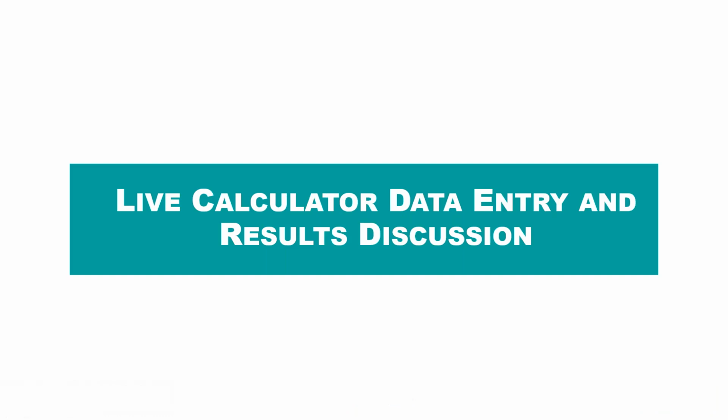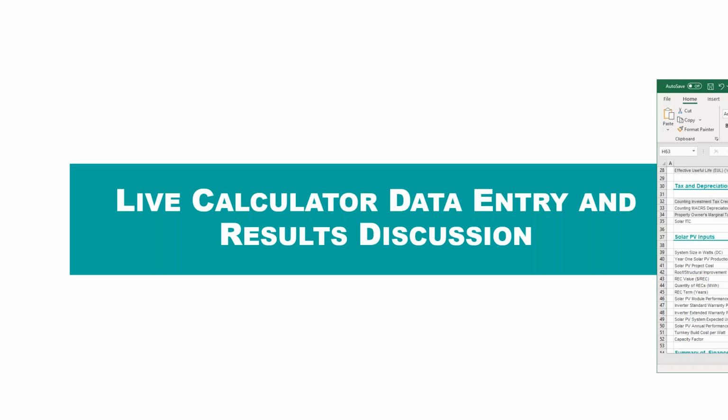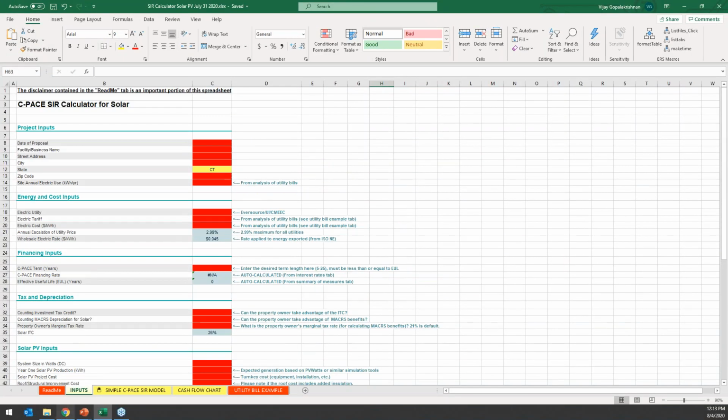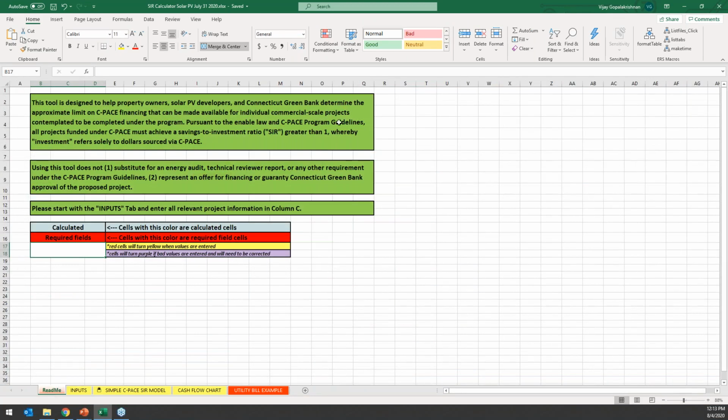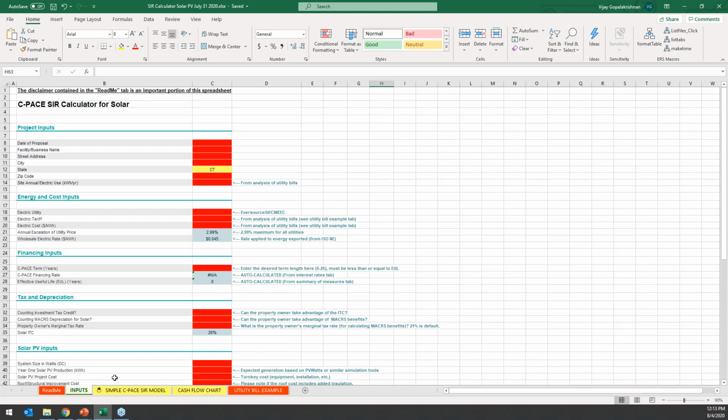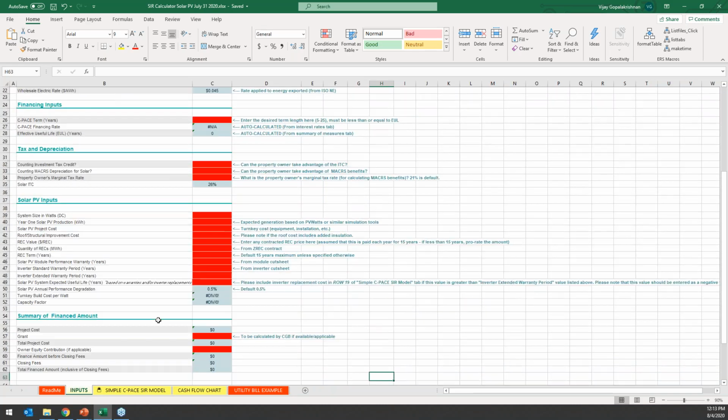So we kind of move into the live data entry section of the presentation. So this is the solar PV tool. First I'll go over all the tabs that we have here, and then I'll dive into the inputs. There's a README tab that essentially goes over some of the details with respect to how to enter the data, where to start, what the various color schemes are in the spreadsheet, and things like that. The second is the inputs tab, which is where almost all of the data entry that we'll be doing, or the contractors you guys will be doing, is.